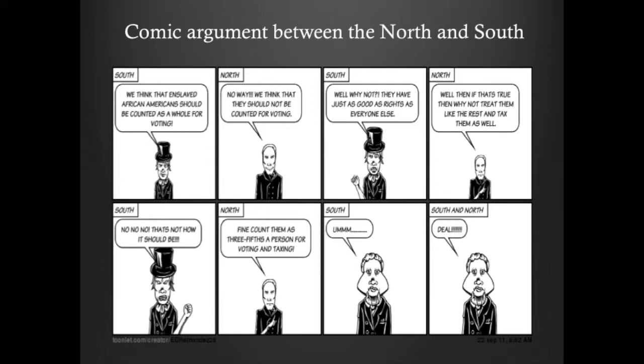So the South saying, we think that African Americans should be counted as a whole for voting. No way, we think that we should not be counted for voting. Well, why not? They have just as good of rights as everyone else. Well then, if that's true, then why not treat them like the rest and tax them as well? No, that's not how it should be. Fine, count them as 3/5 a person for voting and taxing. Deal.